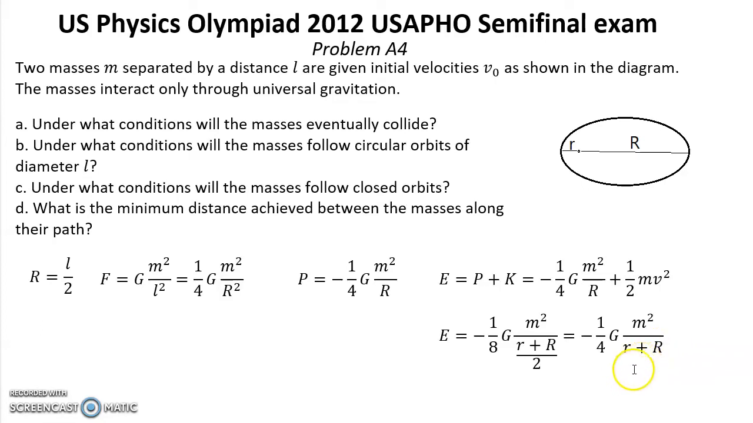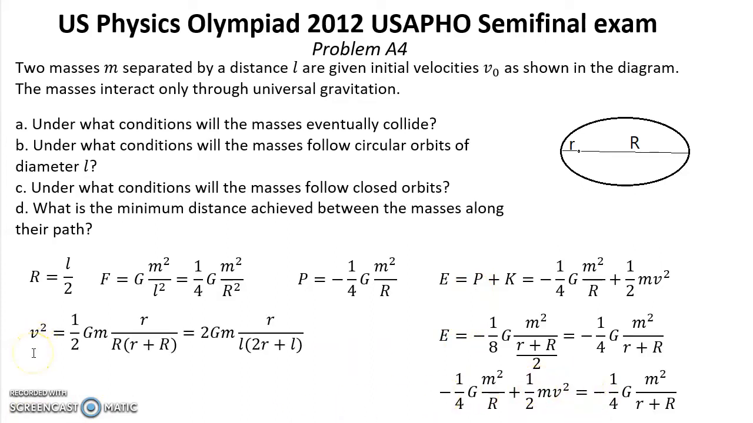And now we can just equate these two energies and find the expression for velocity. This is our equation, and the square of velocity equals this expression, or if we go back to L, we have this expression. For exactly this velocity, these two planets in the closest position will just touch each other. It means that for velocities less than this expression, they will collide. That's the answer for question A.